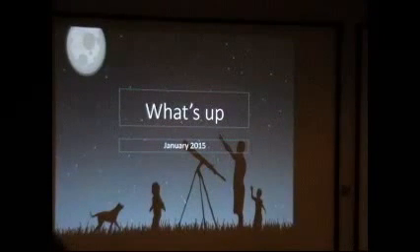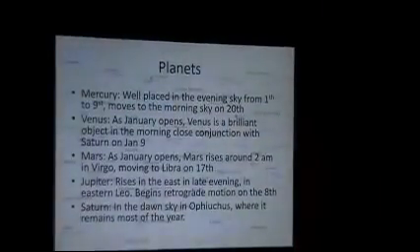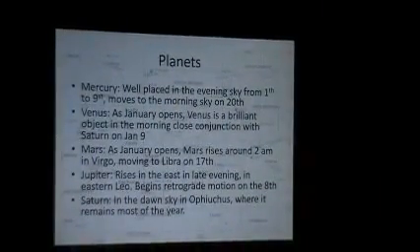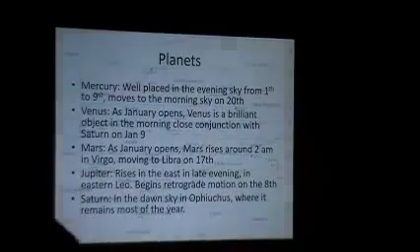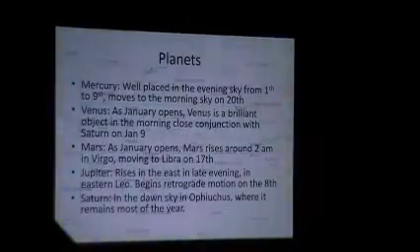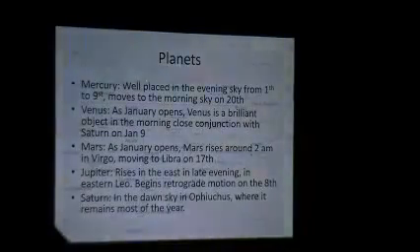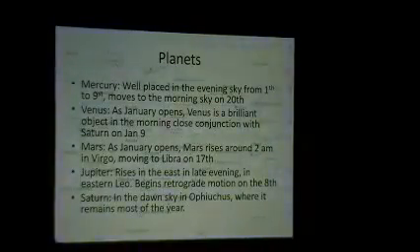January. All right, so we talked a little bit about the planets. Of course, Mercury is well placed in the evening. We have Venus, which is going to shine brightly in the morning, and Jay mentioned earlier the conjunction of Saturn on January the 9th.